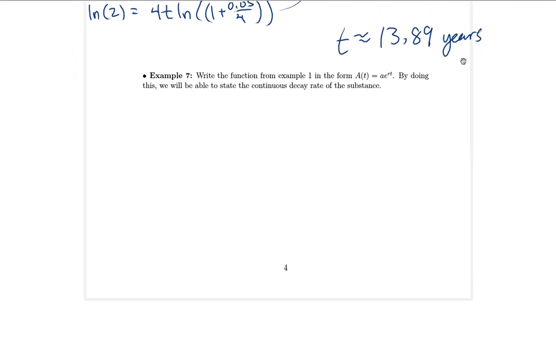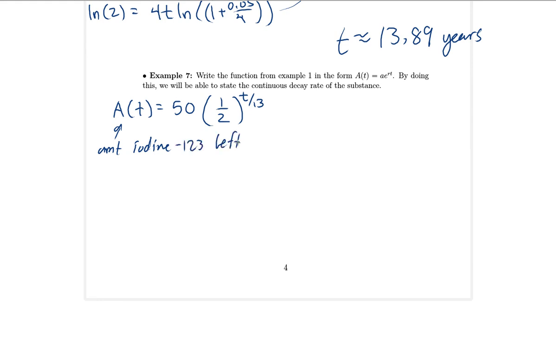Okay, very last example here actually asks us to go back to example 1 from this section, which was in a separate video, where we had this function, A of t equals 50 times 1/2 to the t over 13. This was the amount of iodine, I think it was 123, left after t hours. So we had that function, okay?